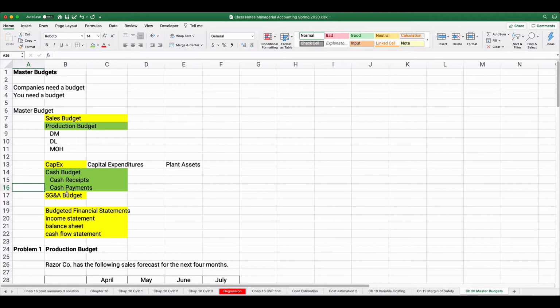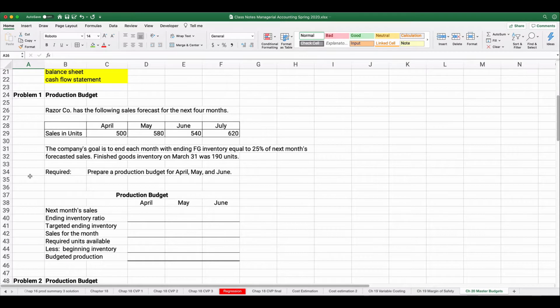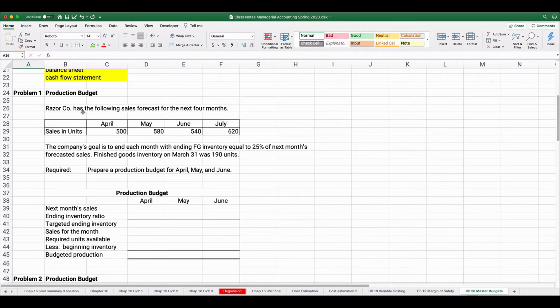So we're going to spend time on the production budget and then a cash receipts budget and a cash payments budget. All right, so let's look at the first problem, a production budget. Let's say that Razor Company has the following sales forecast for the next 4 months. We've got April, 500 units, May, June, July. And we have some additional information.